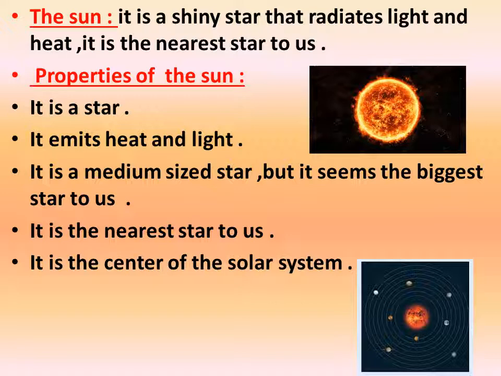When we look at this picture of the solar system, we notice that the sun is the center of the solar system, and the planets revolve around it. So, properties of the sun: it's a star, it emits heat and light, it's a medium-sized star, but it seems the biggest star to us. Why? Because it's the nearest star to us, and it's the center of the solar system.